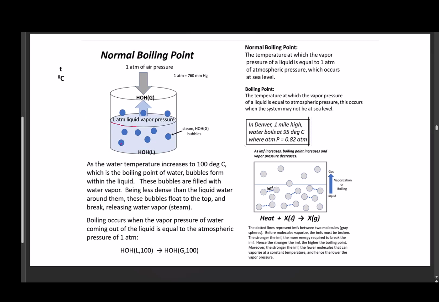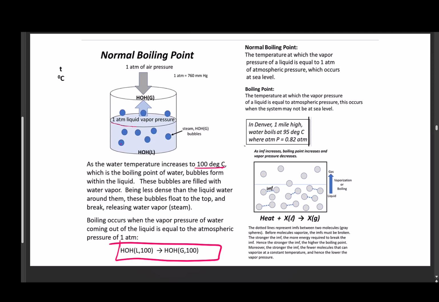But boiling occurs when the vapor pressure of the liquid coming out is equal to the vapor pressure of the air. We're close to sea level, so we're close to 1 atmospheric pressure. So to have boiling occur here, it's going to happen at 100 degrees Celsius when 1 atmosphere of vapor pressure comes out, which would be 760 millimeters of mercury. And this is the chemical equation that explains what happens.